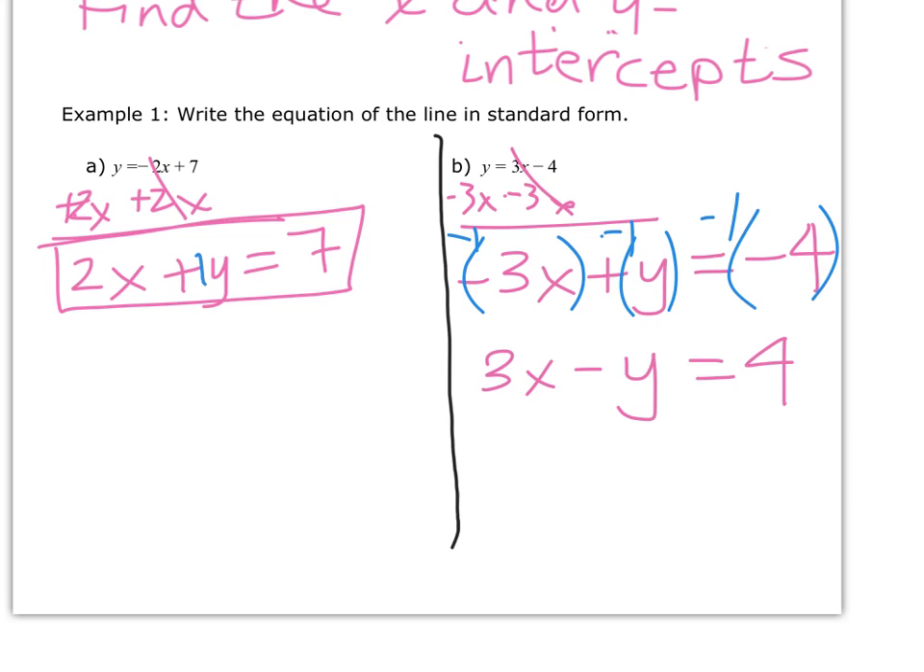So now, x and y are on the same side. A and b are both whole numbers. A is positive. But wait a minute, my b value is negative. That negative 1 there, is that okay? B can be negative, just A cannot. Okay? So that's the equation of that line in standard form. Whoa. Is that okay? So far, so good?